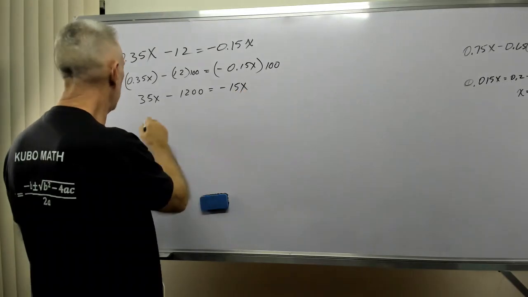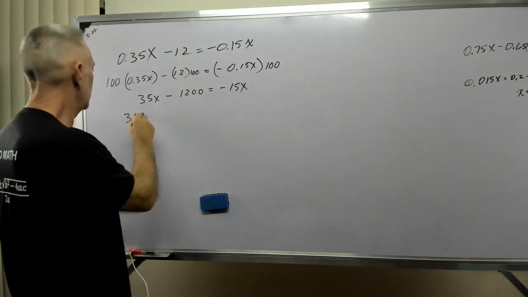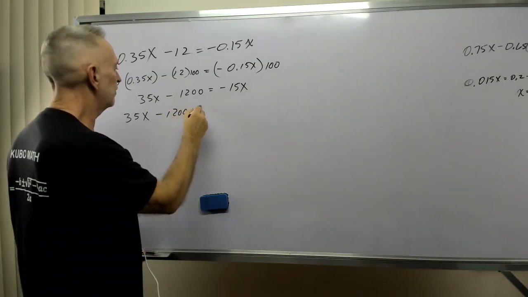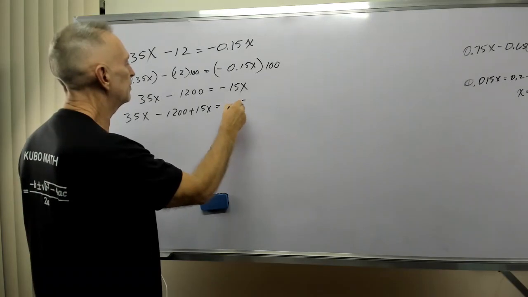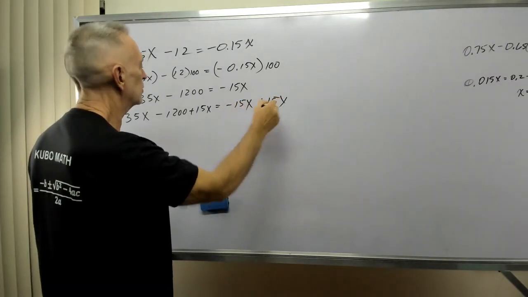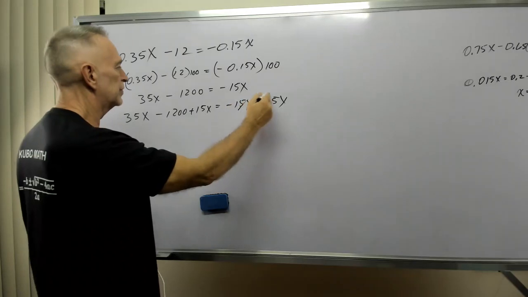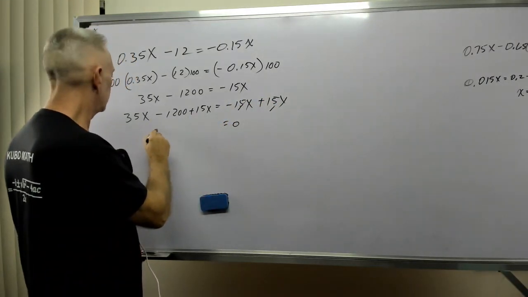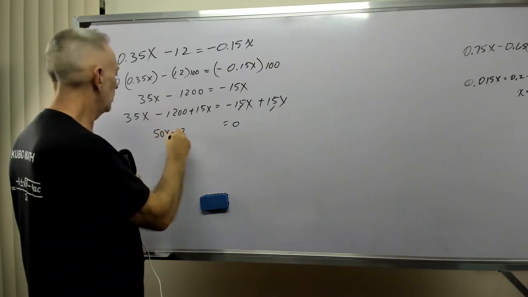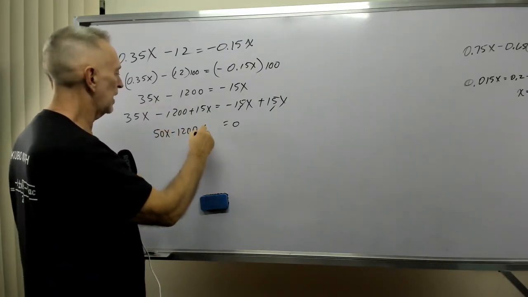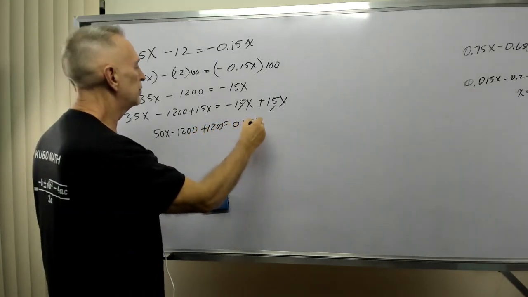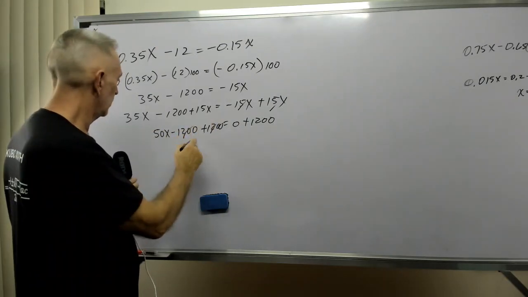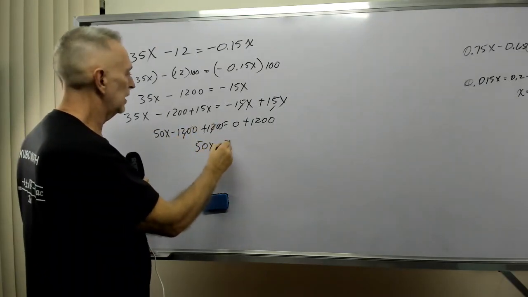So we're going to add 15x to both sides. So 35x minus 1200 plus 15x equals minus 15x plus 15x. That becomes 0. So 35 plus 15 is 50x minus 1200 equals 0. Now I'm going to add 1200 to both sides. So negative 1200 plus 1200, that cancels. So I have 50x equals 1200.